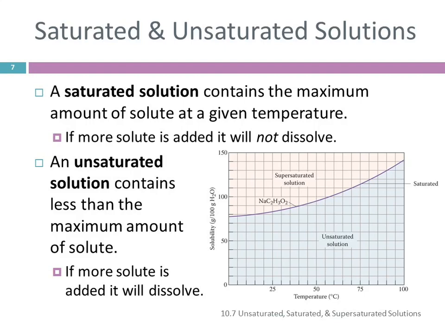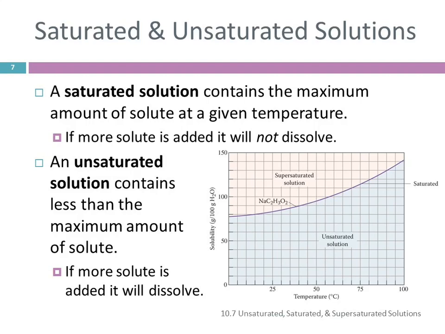The ground is saturated. A saturated solution contains the maximum amount of solute at a given temperature. So if we look at this graph, solubility again in grams per 100 grams. This is for sodium acetate. So at 25 degrees, looks like about, what is that, maybe about 82. 82 grams of sodium acetate will dissolve. Right here on the line, the solution is saturated.